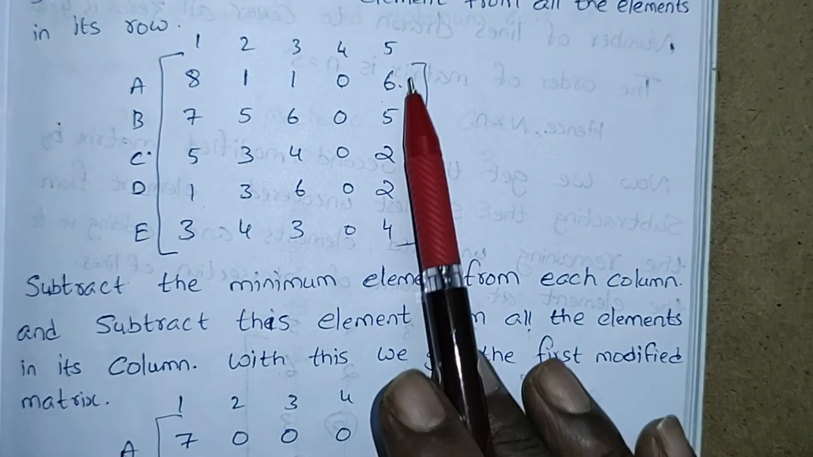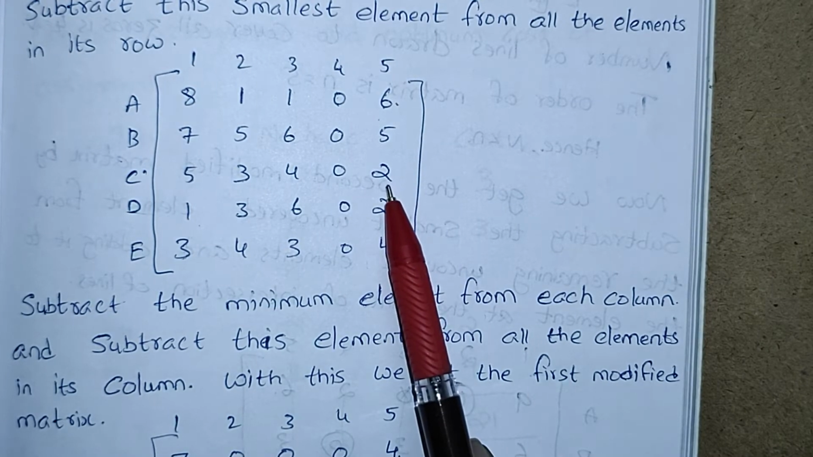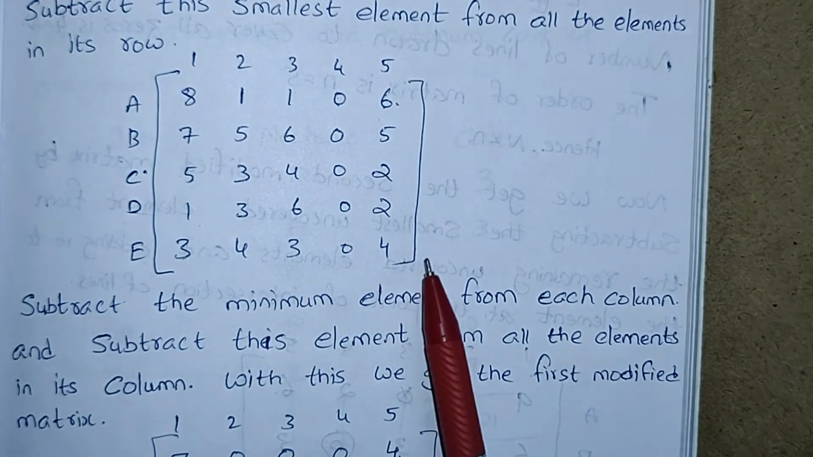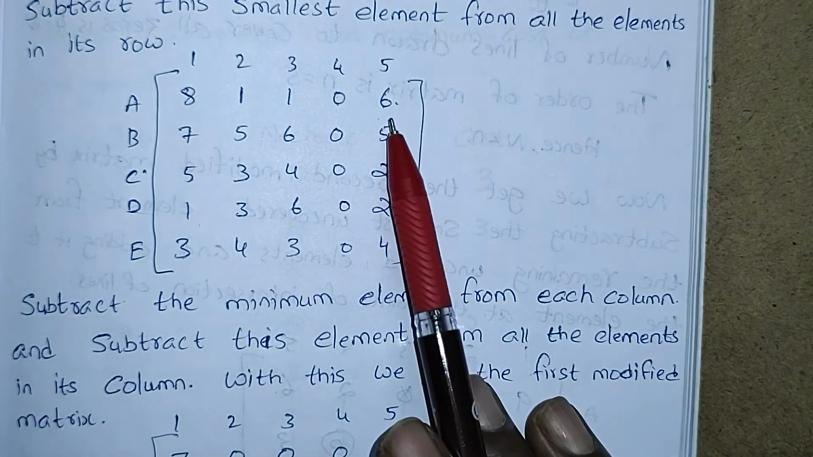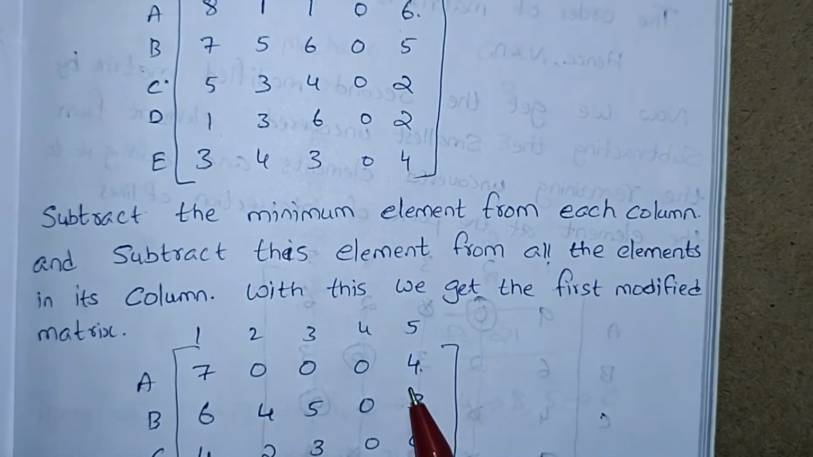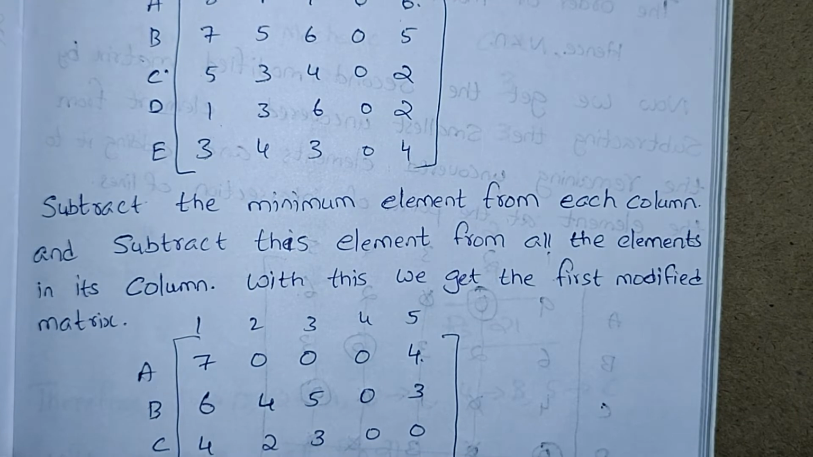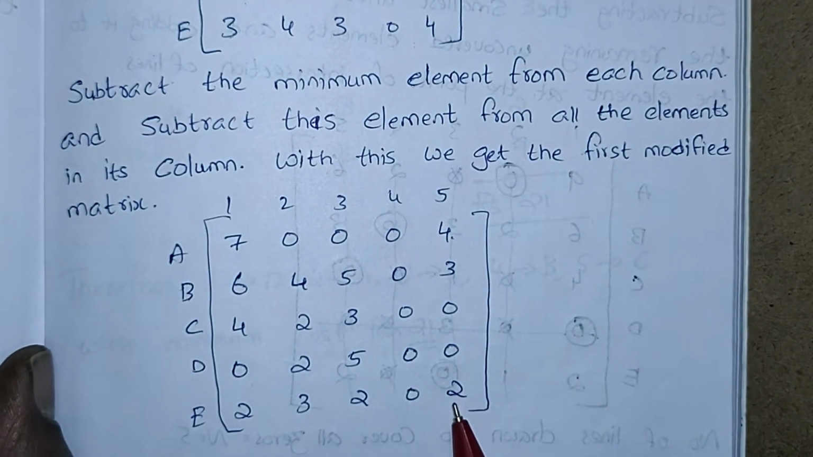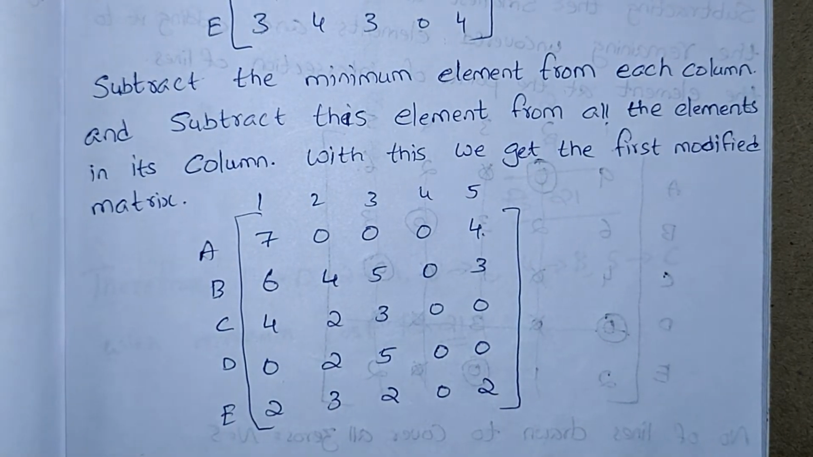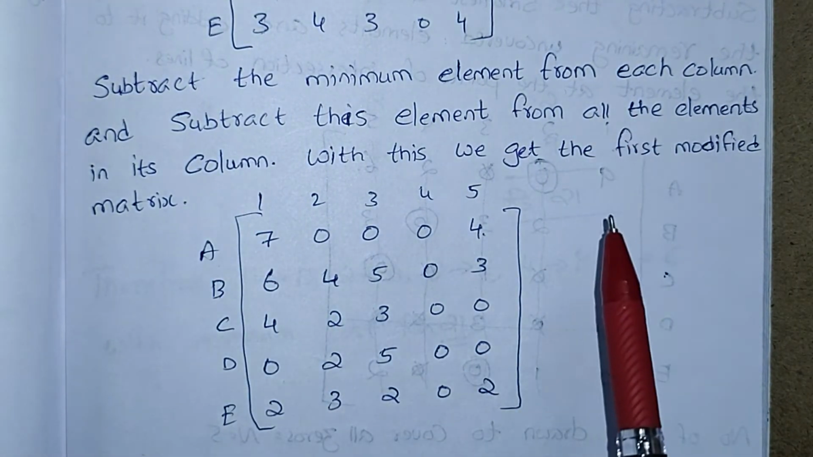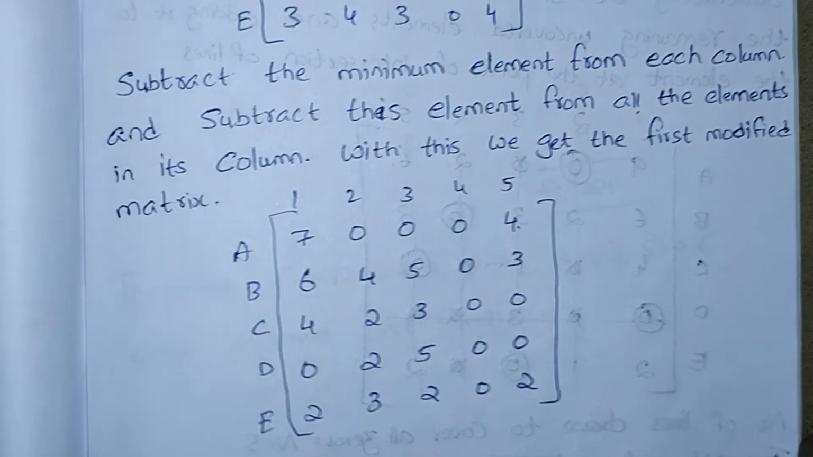In the fifth column, 2 is the smallest, so we subtract 2 from the entire column: 6 minus 2 is 4, 5 minus 2 is 3, 5 minus 2 is 3, 2 minus 2 is 0, 2 minus 2 is 0, 4 minus 2 is 2. Now we have got the first modified matrix. Students, all the steps you have to write like this only, then only you'll get good marks.